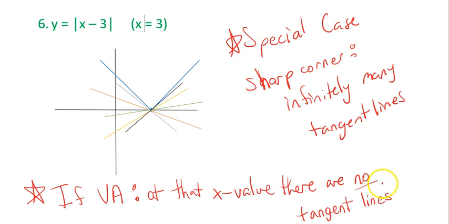Also, if there's a hole, so I guess I'll put hole under here as well, you cannot draw tangent lines on that graph. And that concludes this lesson. Today you're just going to be practicing drawing tangent lines because they're very important to where we're going with this. So we just have to get used to drawing them.